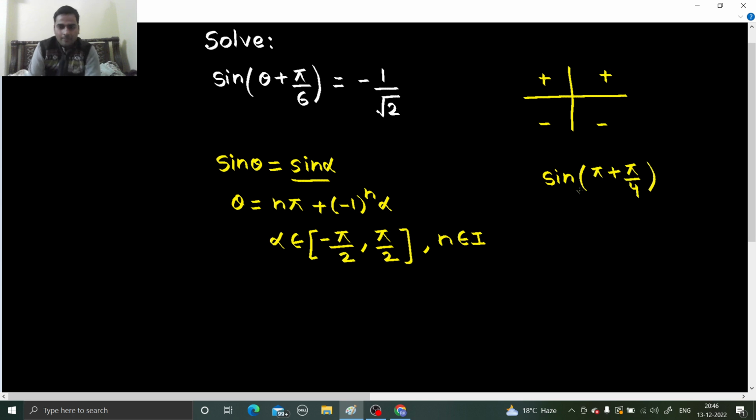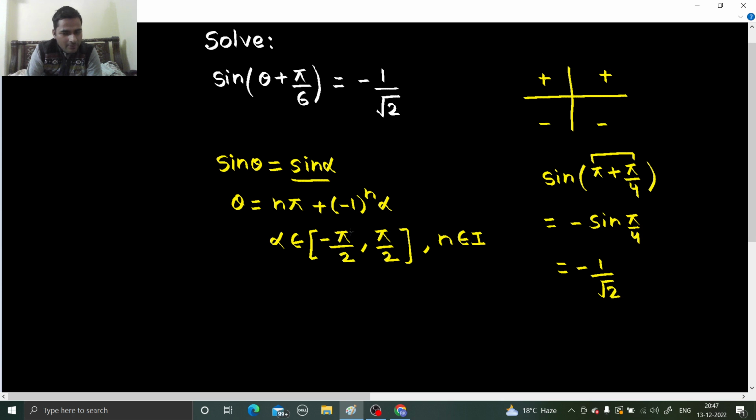Now here, because pi is there, pi plus pi by 4 will lie somewhere in the third quadrant. In the third quadrant, sine is negative. So minus of sine pi by 4, and sine will not change to cos because pi is there. So minus sine pi by 4, which is minus 1 by root 2. But wait, this angle is in the third quadrant.